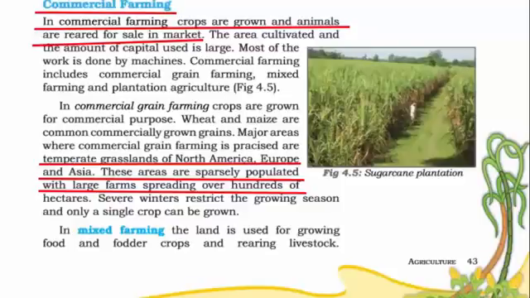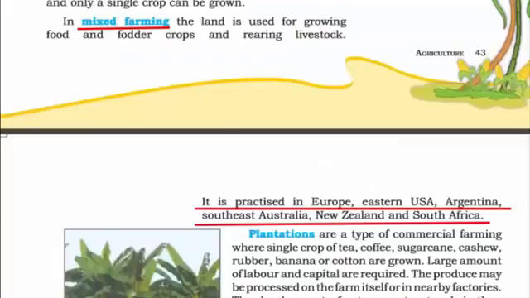Now in commercial farming, you can grow only crops, or you can do mixed farming wherein you can grow crops as well as rear livestock. That means rearing animals like goat, sheep, cow for dairy products, milk, etc. And mixed farming is practiced in Europe, Eastern USA, Argentina, Southeast Australia, New Zealand, and South Africa.